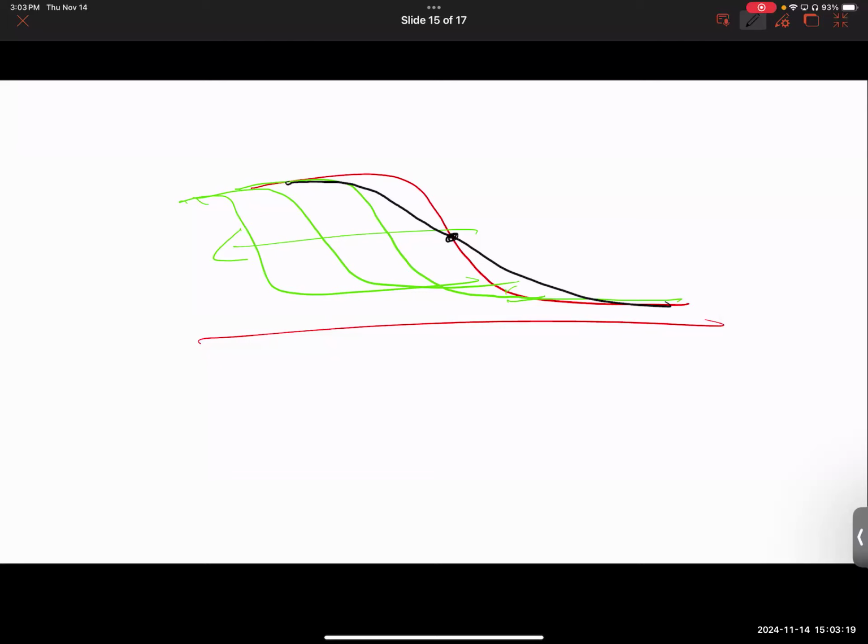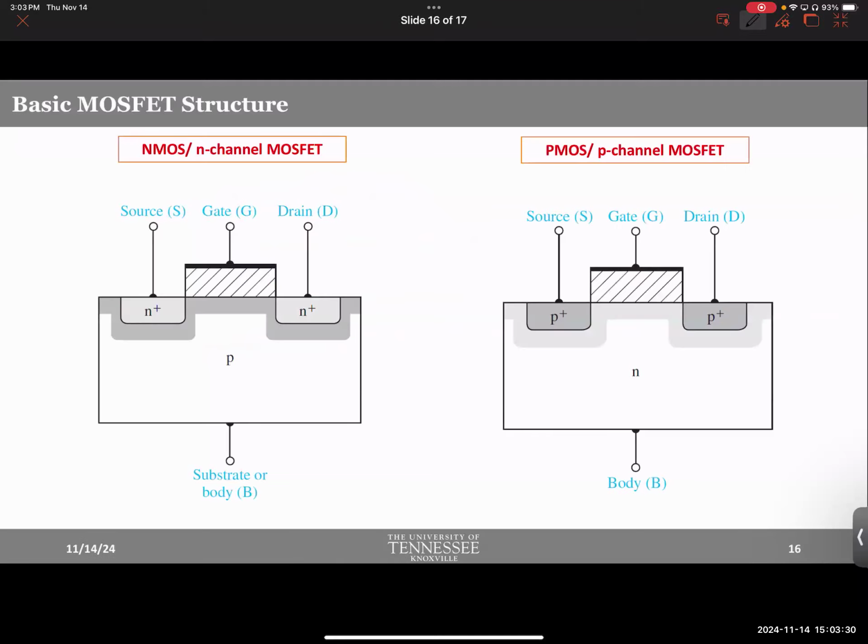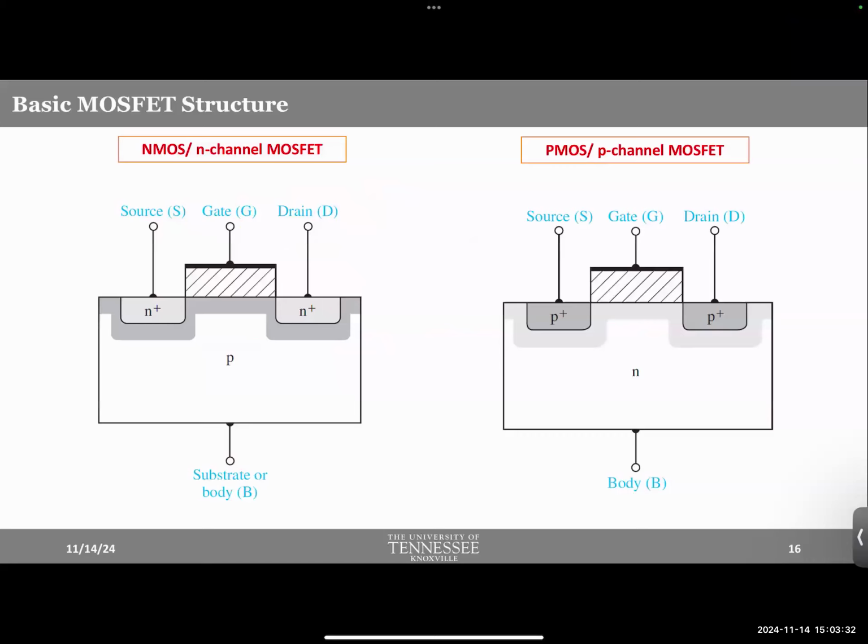Anyways, so are you good with that? Depending on the type of changes you see from the ideal CV, you could diagnose the problem with the MOSFET. So that ends this part, and this is the last slide of this lecture. This was an easy enough lecture, but I hope you see the significance of CV measurement.